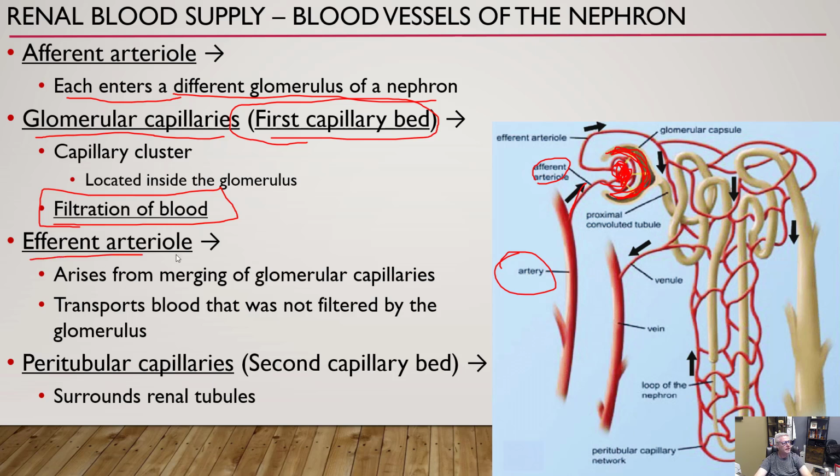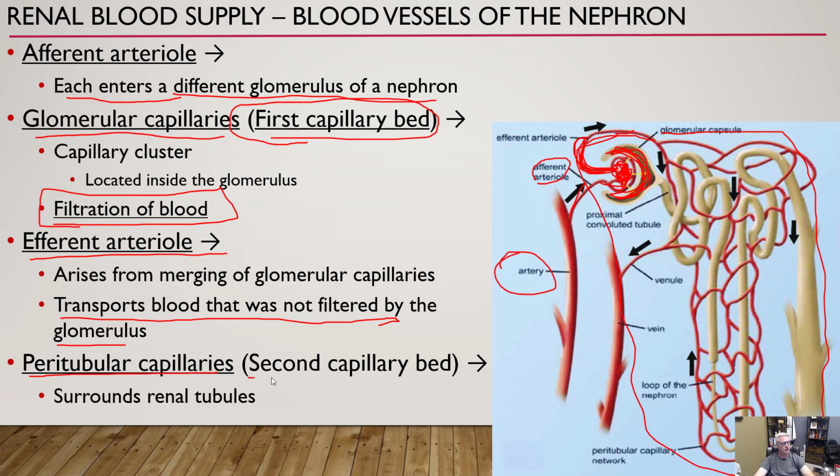So then we have these efferent arterioles. Blood is going to leave the glomerulus through these efferent arterioles, and it's basically blood that was not filtered by the glomerulus. And then you can see how, remember, this whole structure right here is called the nephron. And then intertwining all of the nephron is this big old capillary structure. And we call those peritubular capillaries. Peri means around, and capillaries is capillaries.